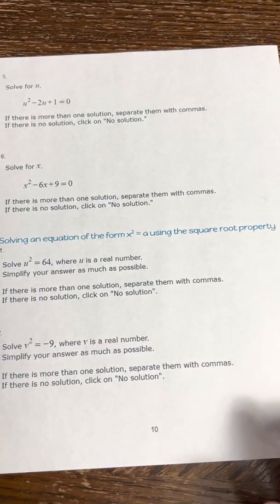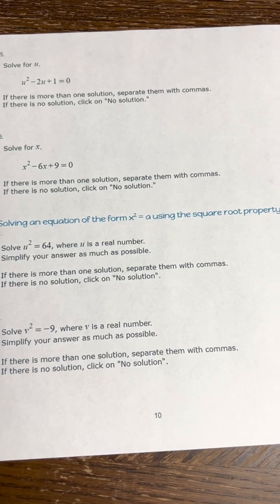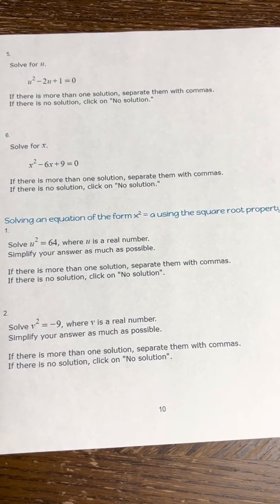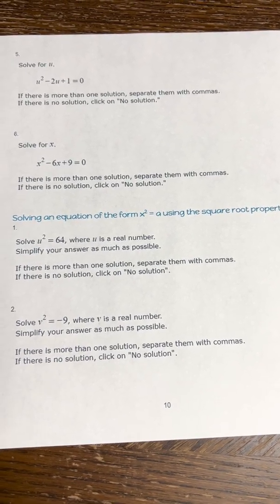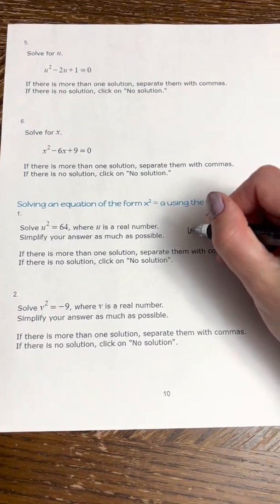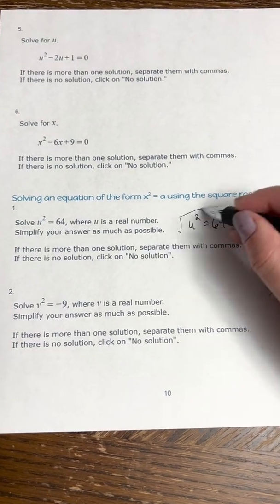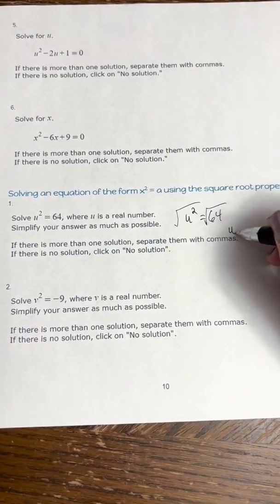Okay, here's solving using the square root method. So far we've graphed, we've factored to solve, and now we're going to use the square root method, which is probably my favorite method. So if you have u squared equals 64, you're going to take the square root of both sides to get u alone.